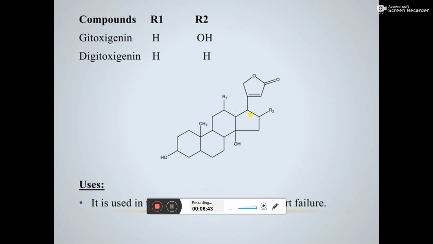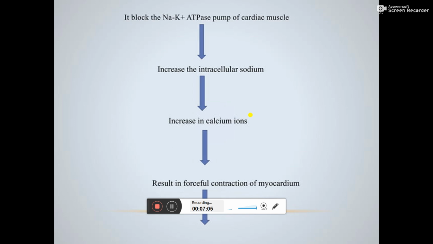For the identification there are three tests for cardiac glycosides, that is Keller-Kiliani test for the digitoxose sugars, then Legal test for the cardenolides and Baljet test also for the cardenolides. Next is uses. This drug is specially recommended for congestive heart failure.